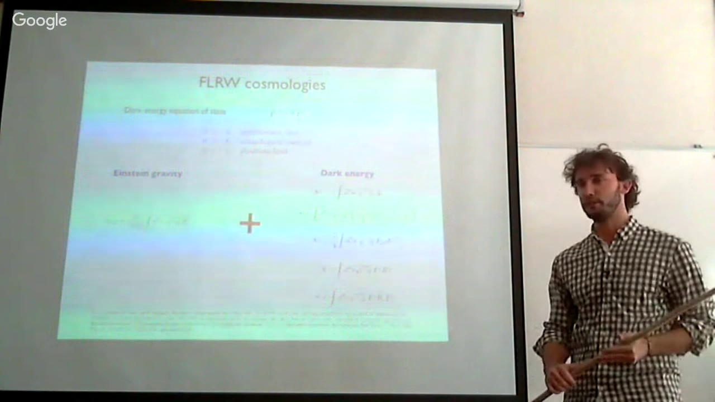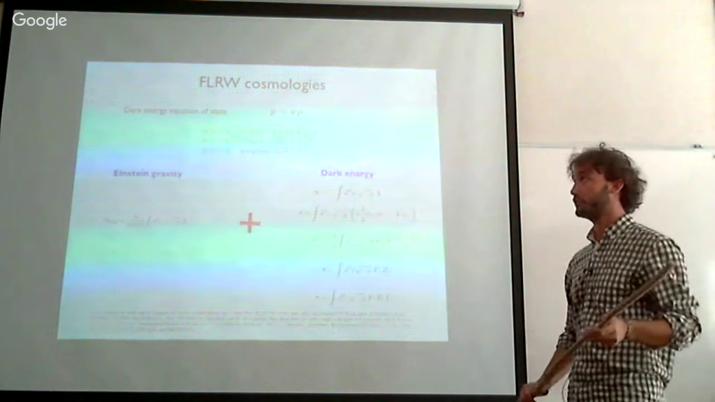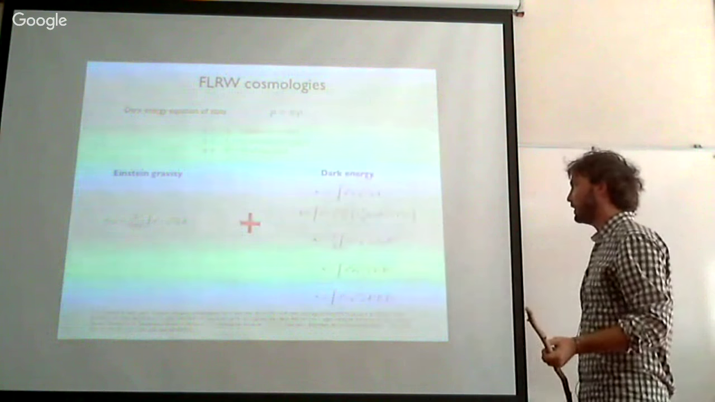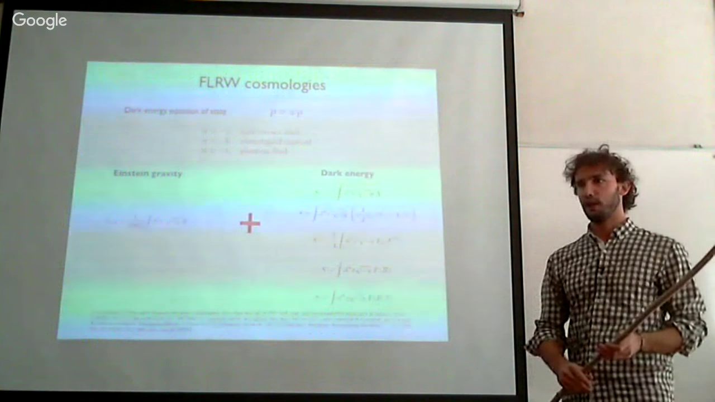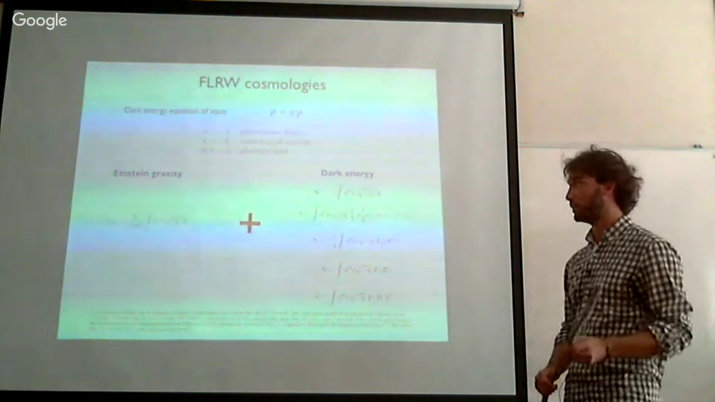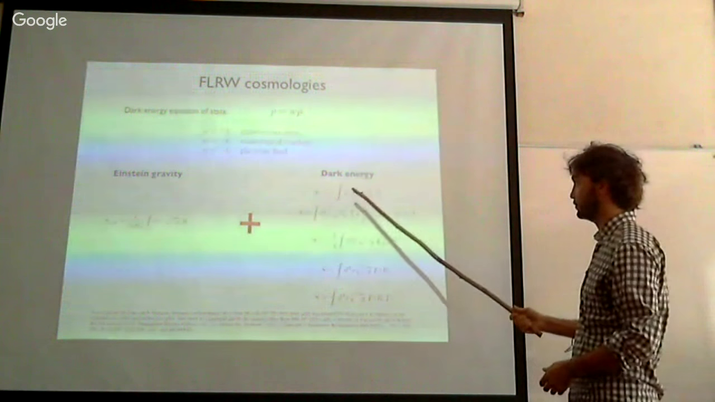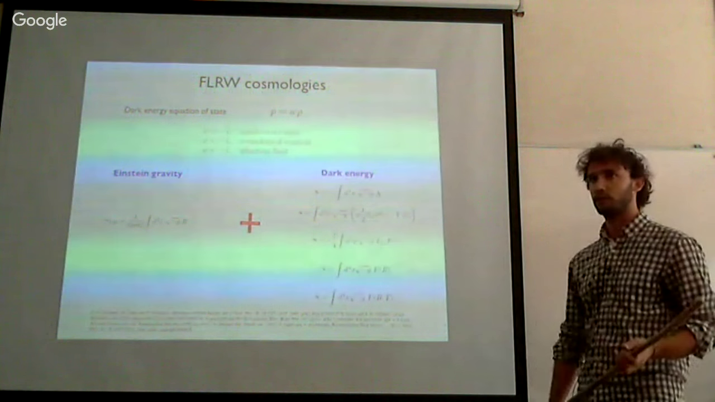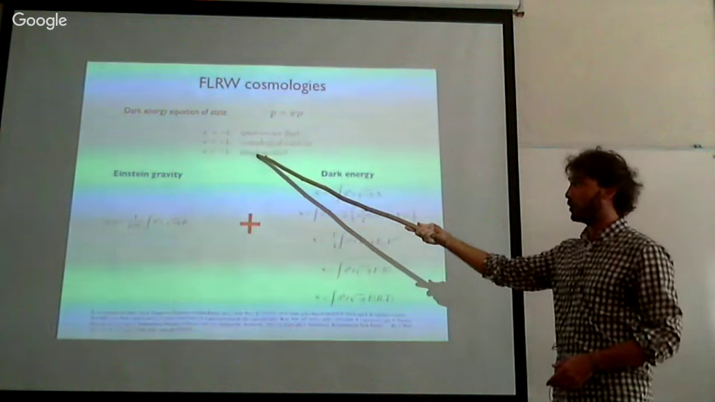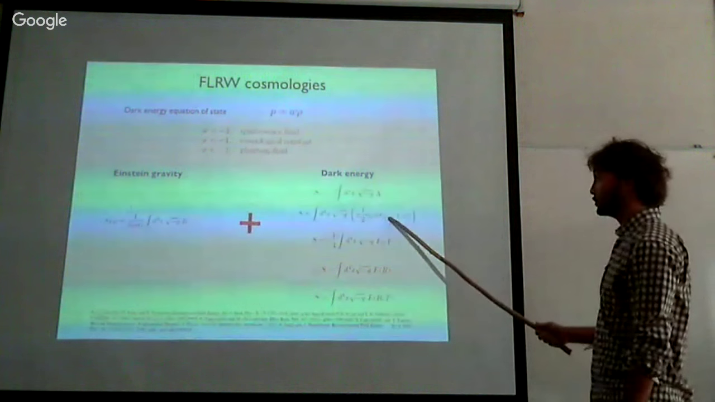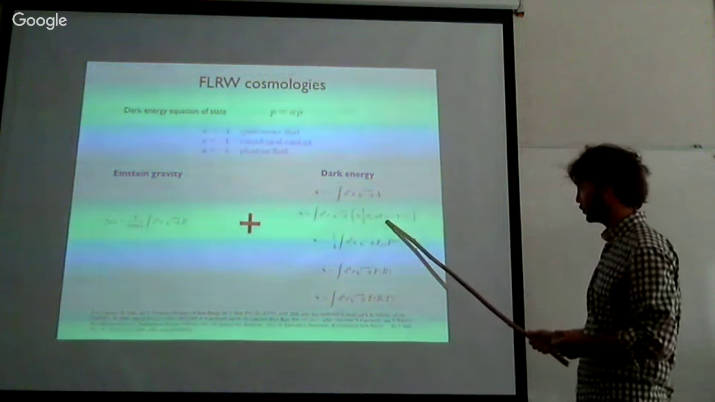The problem of all of this is that in order to reproduce this behavior of the equation of state, you may have a lot of options, and it's very difficult to differentiate between them. The most popular one is probably the simplest one, the cosmological constant in the Einstein-Hilbert action. Then you are going to have basically a perfect fluid with an equation of state equal to -1.